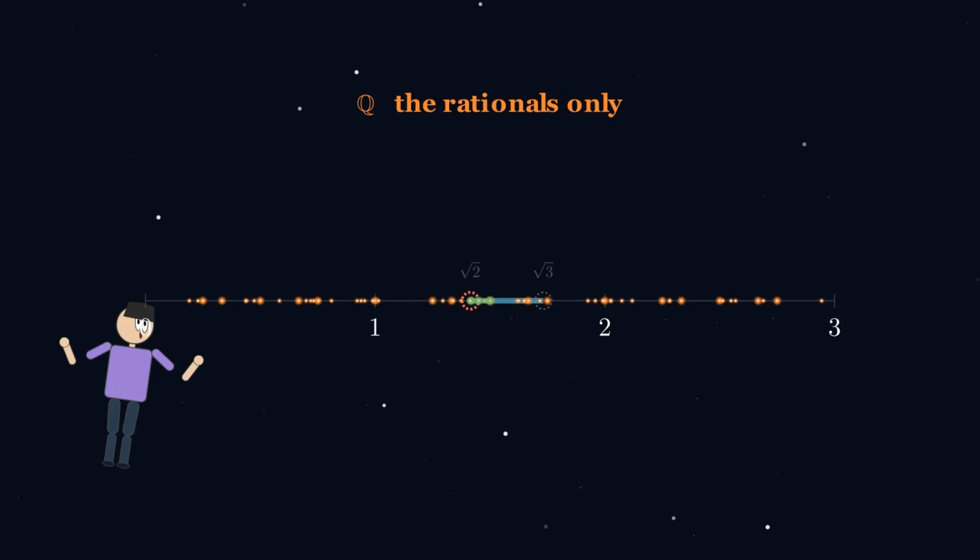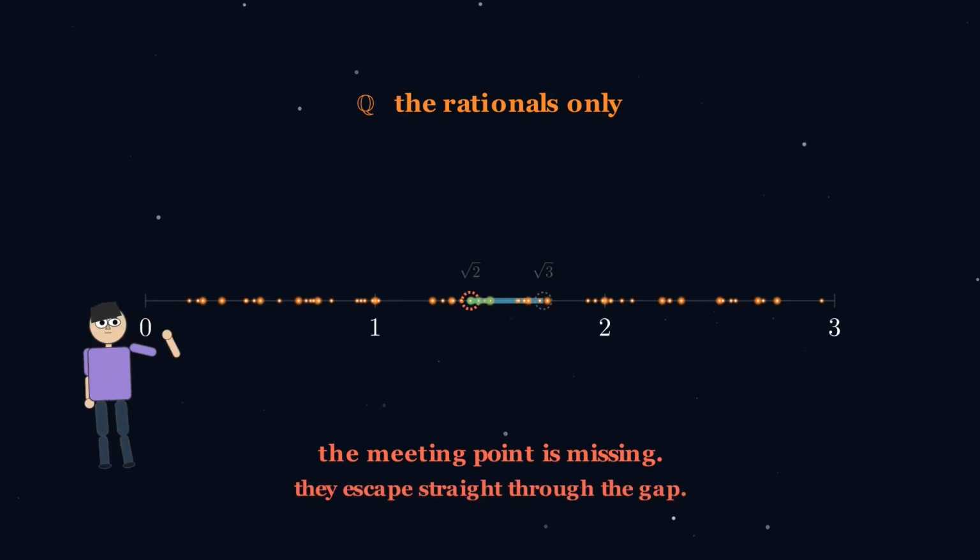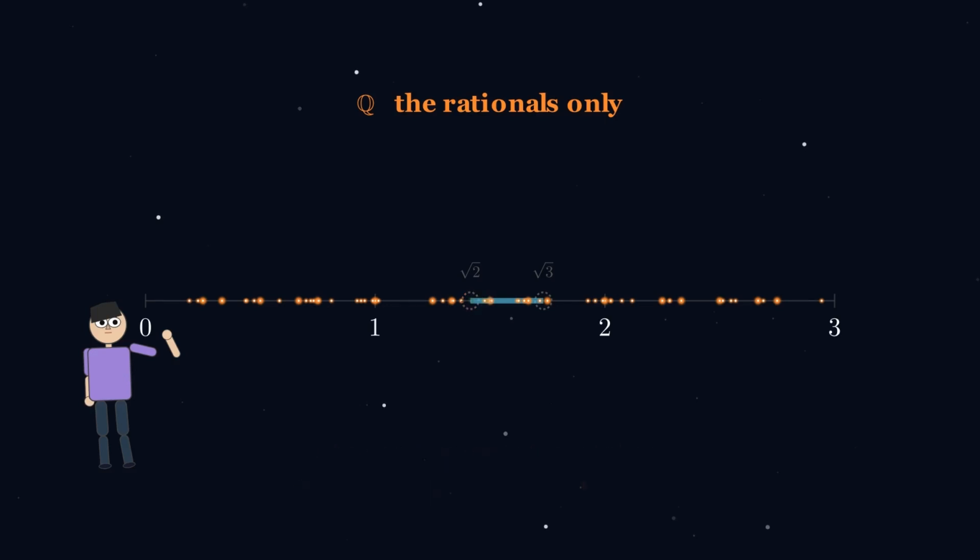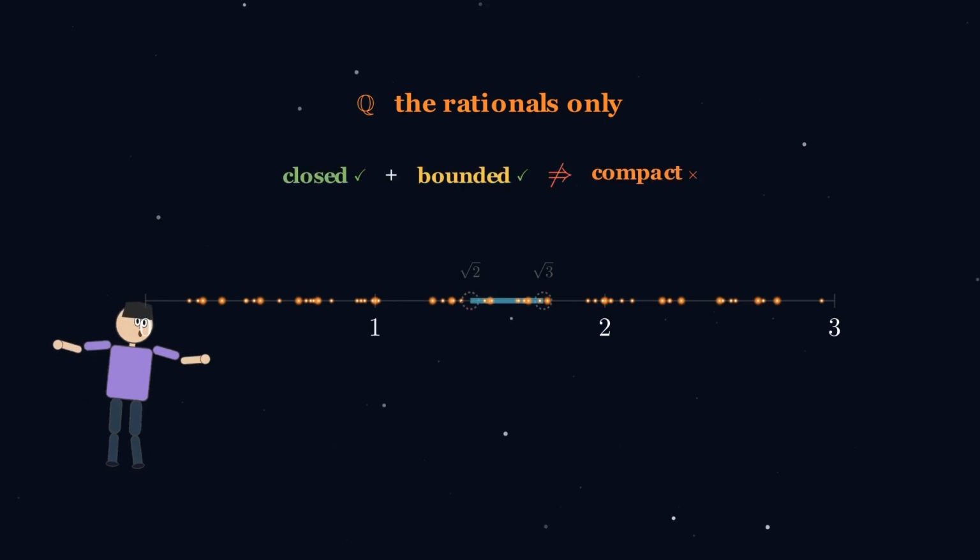But that irrational number, their destination, does not exist in a world made only of fractions. There is a hole, right where their meeting point should be. So this infinite crowd of fractions is sneaking up on a point that was erased from the universe. They escape, straight through the gap. Closed, bounded, and still not compact. The comfortable shortcut is gone.